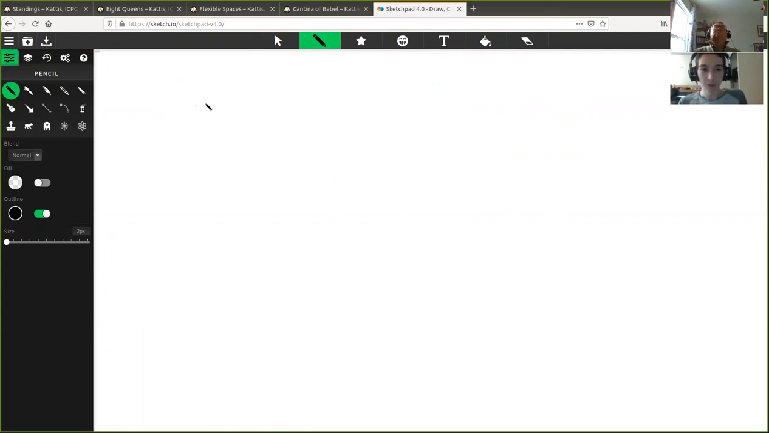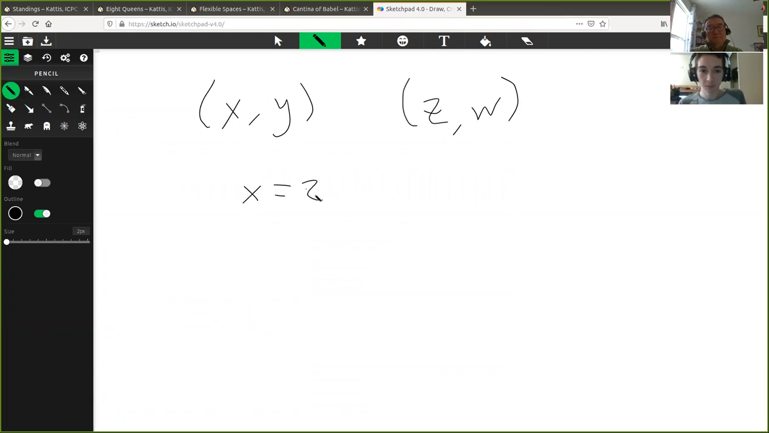So first of all, let's say that we have cells (X, Y) and (Z, W), using different letters. Let's say these are the 2 cells. They would make a conflict if X equals Z. I'm saying this would be row, column. So if they're in the same row, then they attack each other. If Y equals W, they're in the same column and they attack each other.